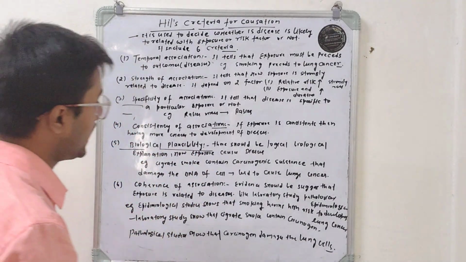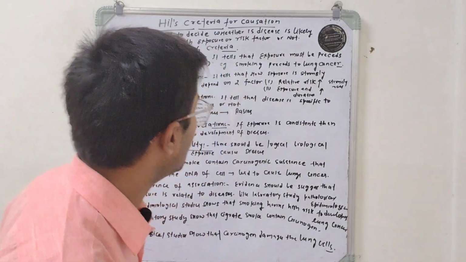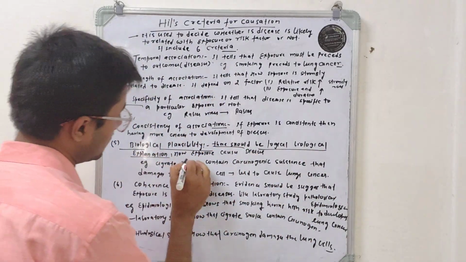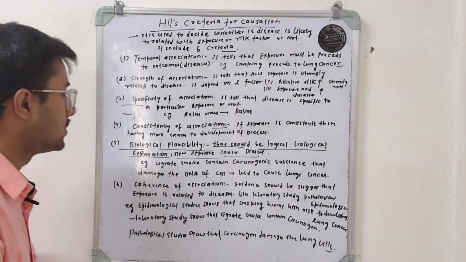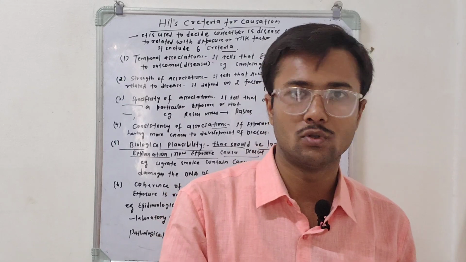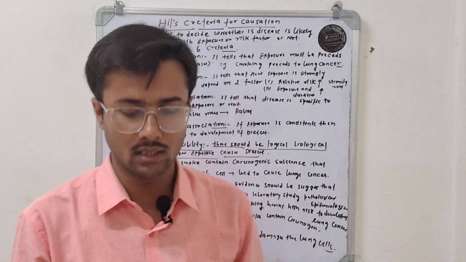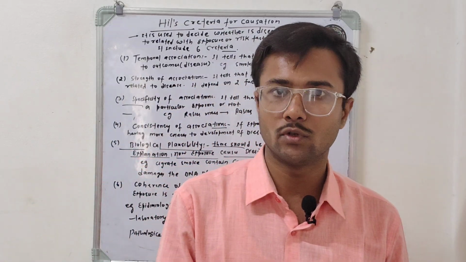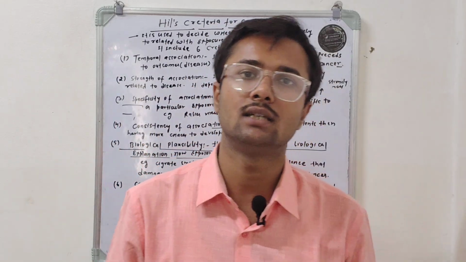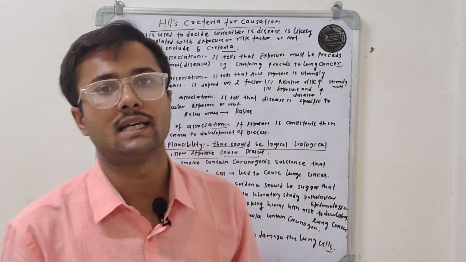So what is the meaning of this biological plausibility? According to this biological plausibility, there should be a biological explanation of how the exposure causes disease. Okay, so according to this criterion, there should be a biological explanation of how any exposure or risk factor causes disease. For example, if we take the example of lung cancer, in lung cancer smoking is the exposure. So according to this criterion, there is a scientific explanation of how smoking causes lung cancer.